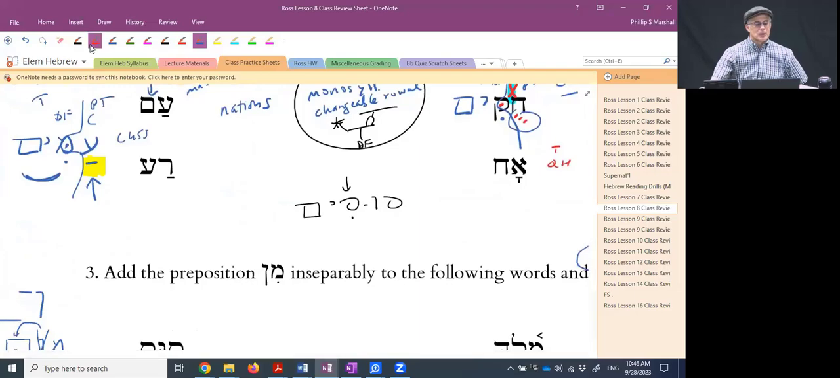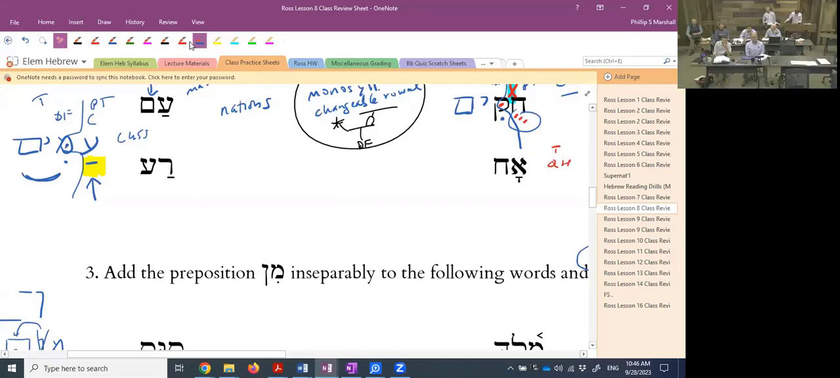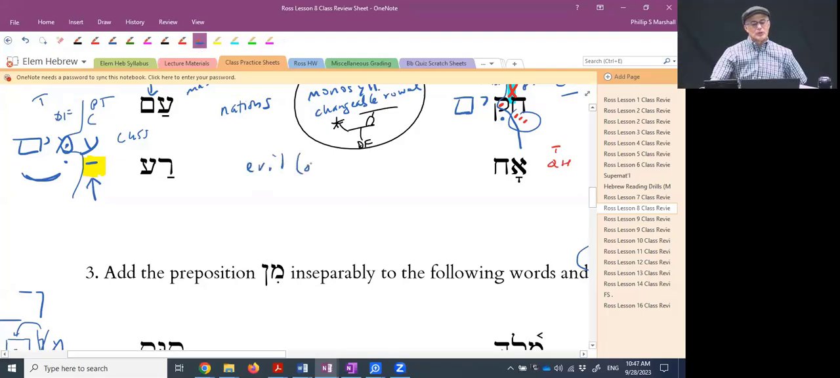Now, what does ra mean? Evil, or bad. It could be the adjective evil, or it can function as a noun and mean evil one or evil man. So I want to make this plural. If this is functioning as a noun, it would be evil ones. Now, is ra monosyllabic? Yes.